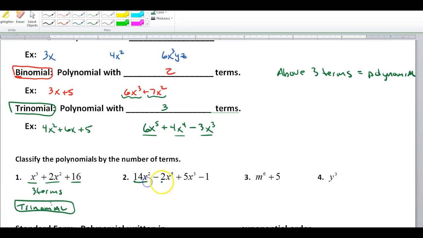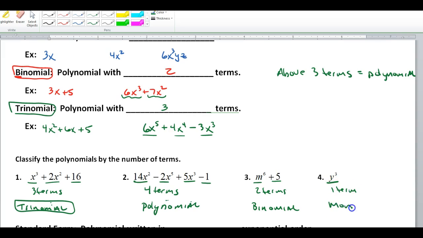The next one has 1, 2, 3, 4 terms. Since you have 4 terms, anything above 3 we just call a polynomial. Example 3 has 2 terms, so we call that a binomial. And the last one has 1 term, so we call that a monomial. Anytime you're asked to classify a polynomial by the number of terms, you're going to use monomial, binomial, trinomial, or polynomial.